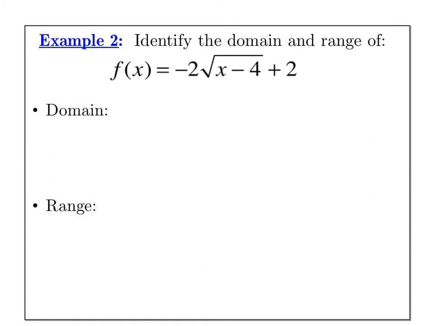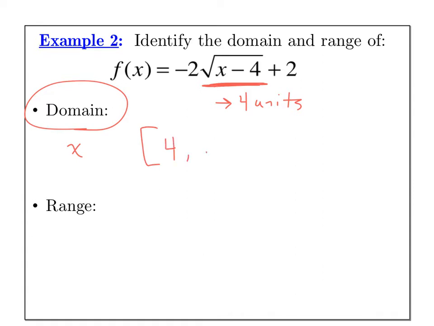Okay, here's another example. Identify the domain and range of f of x equals -2 times the square root of x minus 4, plus 2. Okay, so let's go back to the previous slide. This, underneath the radical, will represent a shift to the right 4 units. So regardless of what's going on with my output values, because the domain represents the x values, I know that it's going to go from 4 to +infinity.